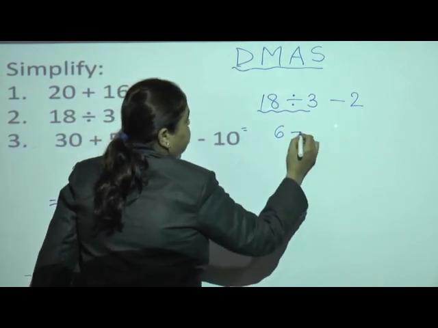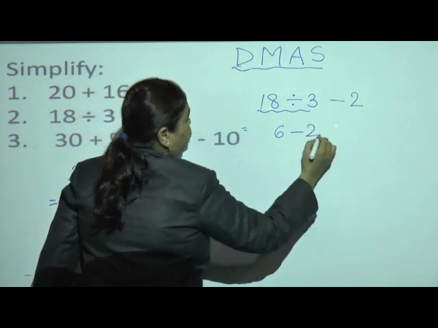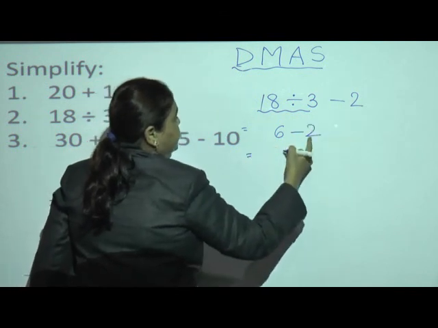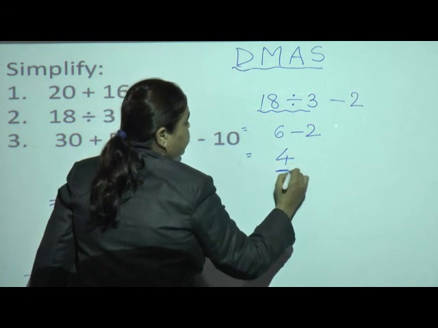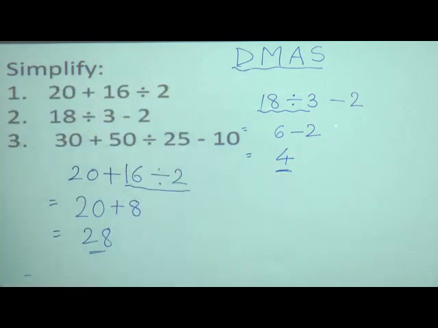Write whatever the sign is here. I am having subtraction and 2 here. I will write here 2. What will be 6 minus 2? It will be 4. This is your answer. So follow the DMAS rule and do it step by step.